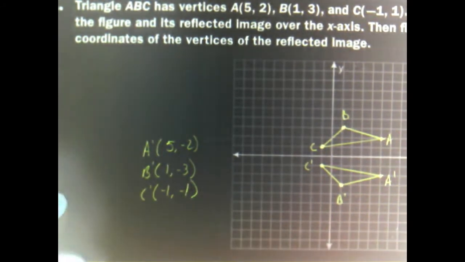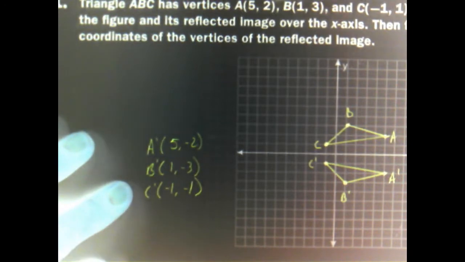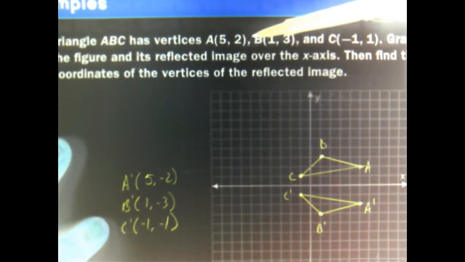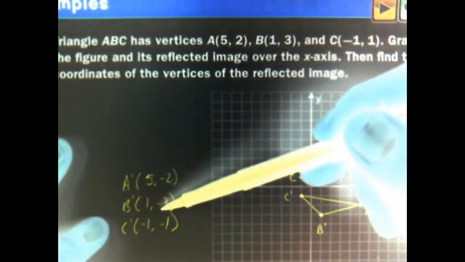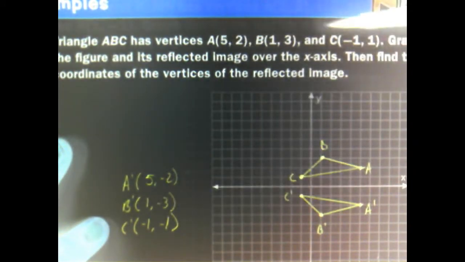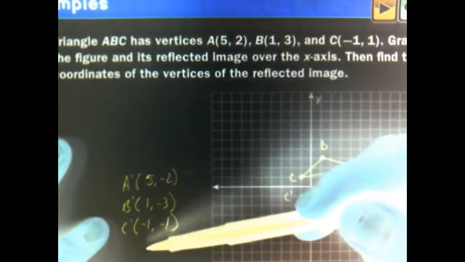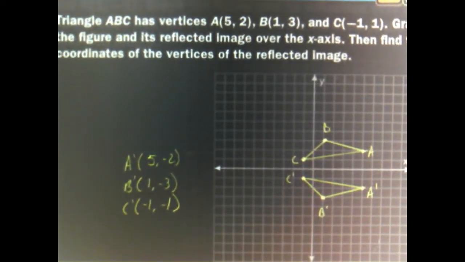Okay, so these are my coordinates. Now, if you notice, compared to our originals up here, the y coordinates are the same except they're all negative. The x coordinates stay exactly the same. Okay, so if we'd wanted to, we could find the coordinates without graphing or without counting.